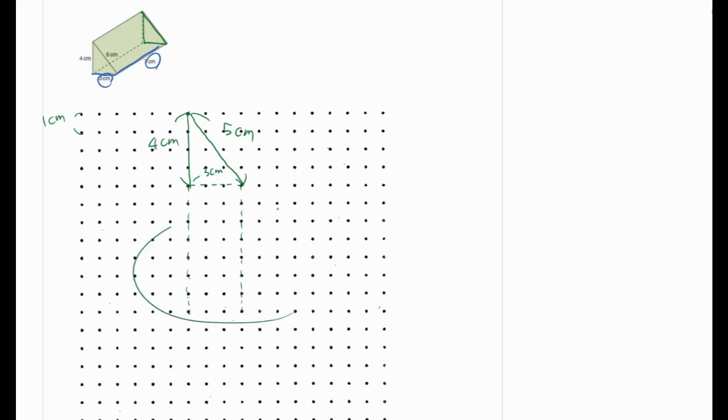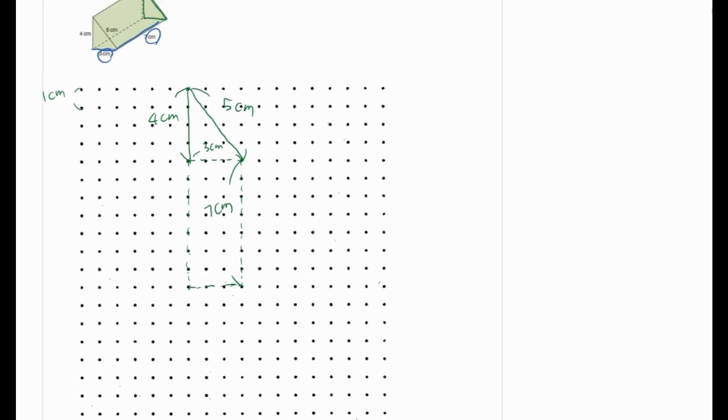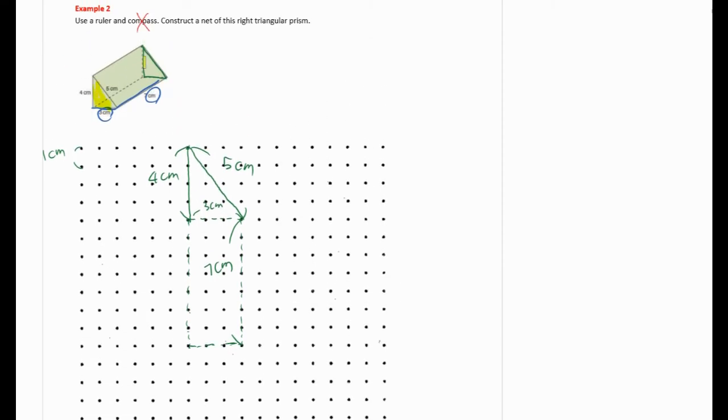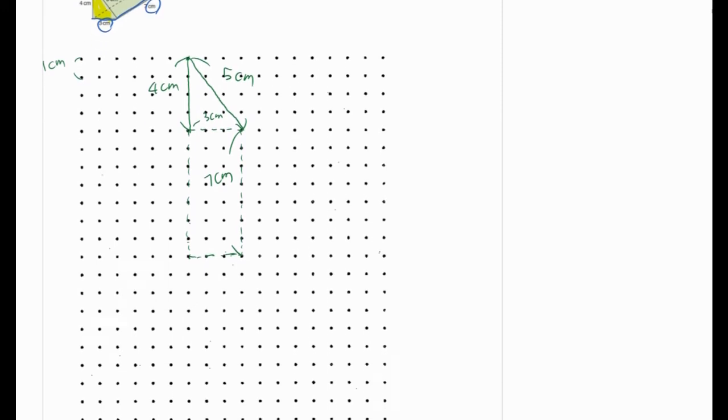So I'm going to use the dashed line because we are going to fold this net along this line. Okay? So using the dashed line, draw it like this. This is 7 centimeter. And here again, we have another base. And so you're drawing the bottom and the top. Okay, the bottom and the top, 1, 2, 3, 4 centimeter. So this is 4 centimeter and 5 centimeter and 3 centimeter.